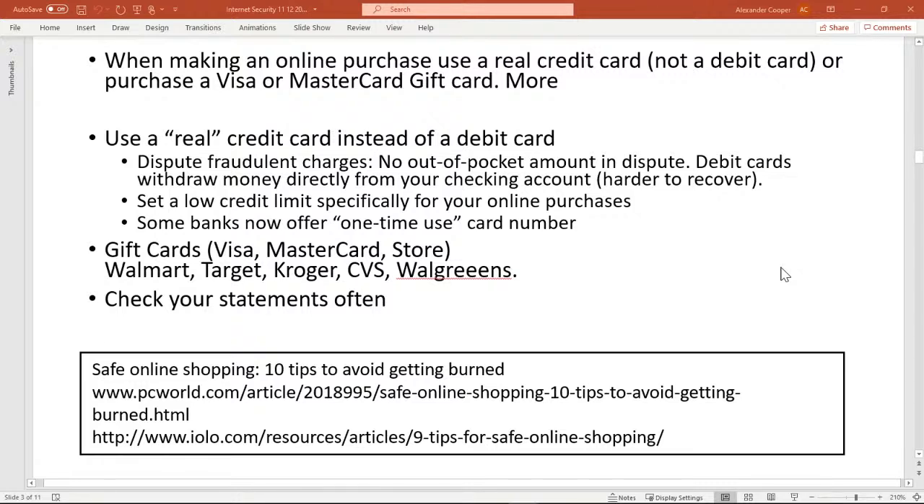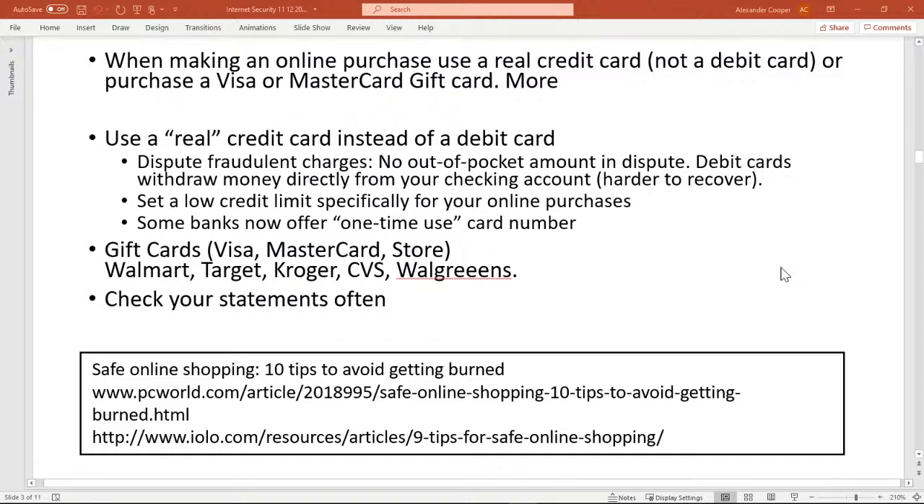The reason for this is that when you make a purchase with your real Visa, MasterCard and so on, the best part is that if you have an issue with it, you can dispute it. You could do that with a debit card, but it's a lot harder to get the money back. So it really is best to use a real credit card. In case there's any kind of fraudulent charges, there would be no out-of-pocket amount to dispute. As we say, debit cards withdraw the money directly from your checking account immediately.